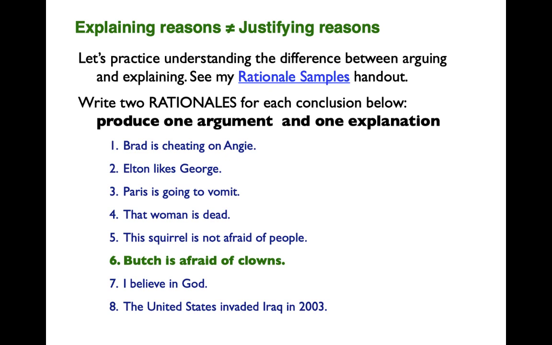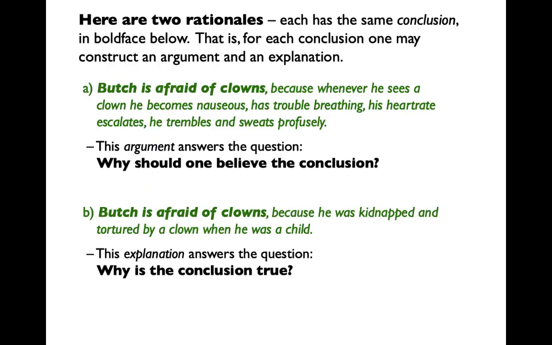I'll go ahead and look at this one, number 6. Butch is afraid of clowns. I want an argument for that and an explanation for that. I want a justification for believing that, and then I want to know why. Here are two rationales. Each has the same conclusion in boldface below. That is, for each conclusion, one may construct an argument and an explanation.